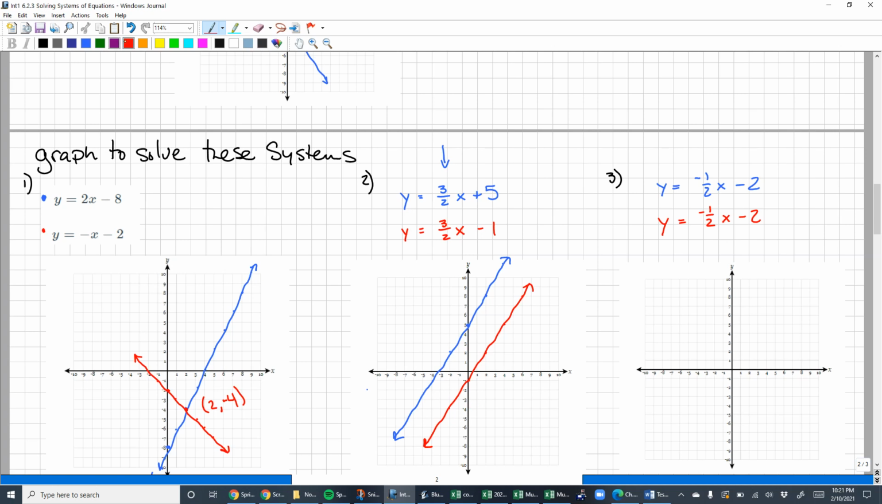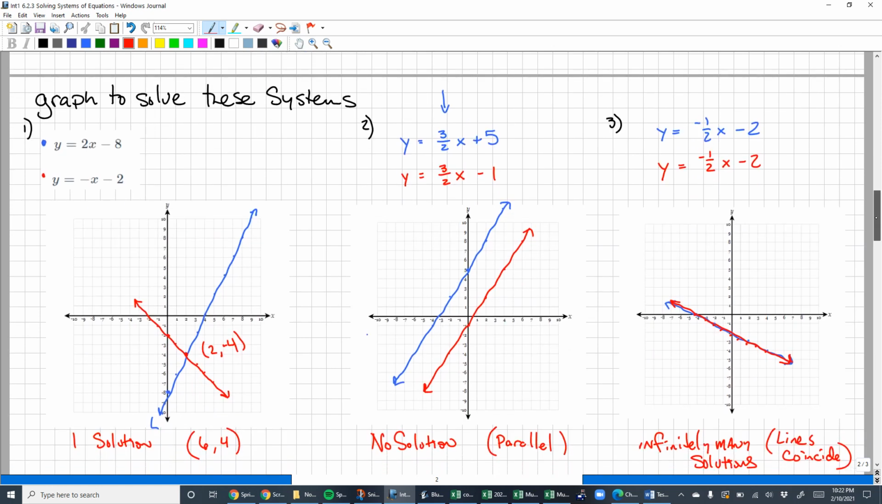The last one over here, we take a look at it also. We realize when we graph the blue one is -2 and down 1/2, down 1/2, back 1, up 2, or back 2, up 1, back 2, up 1. And this is our line. When we graph the red one, it is going to be exactly the same thing. That means that every point that these two have in common is every point on the graph. So that means they're going to have infinitely many points in common.